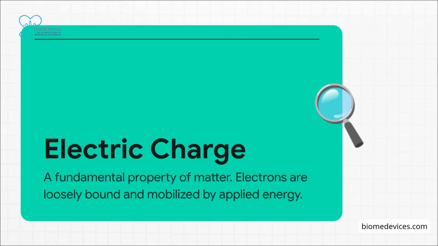Everything around you is made of atoms, which contain positive protons and negative electrons. In conducting materials, like a standard copper wire, these electrons are loosely bound to their constituent atoms. They're just sitting there, hanging out, waiting for a little bit of energy to mobilize them. Without these tiny mobilizable electrons, we wouldn't have any electrical phenomena, no electronics, and for sure no biomedical devices.